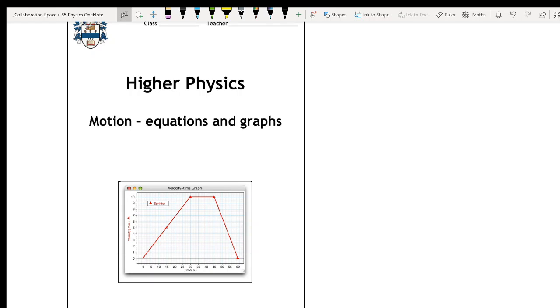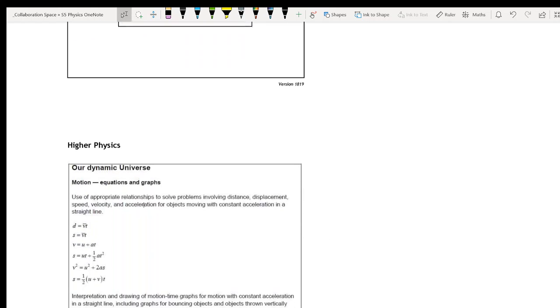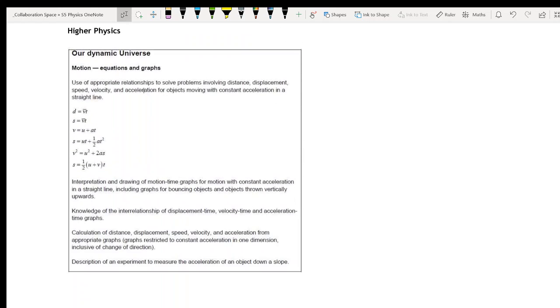I'm going to introduce you to some equations probably next lesson that make life a little bit easier. You don't have to do all those different steps, it's just one equation. So those are some of the equations. Some of them you've come across before. So you've done distance is speed times time, and displacement is velocity times time. V equals U plus AT is just A equals V minus U over T rearranged. And then those three other ones are new.